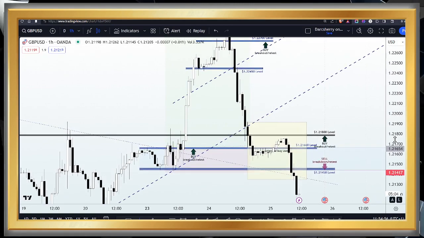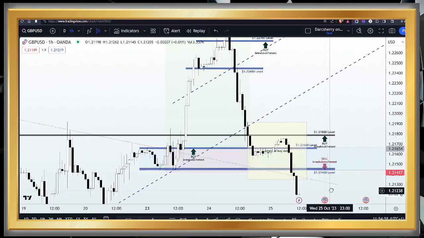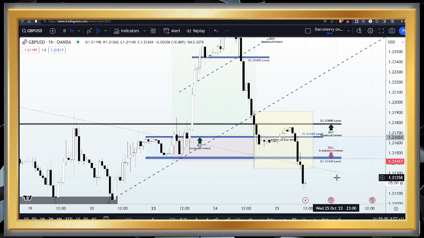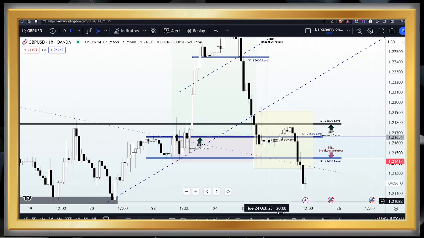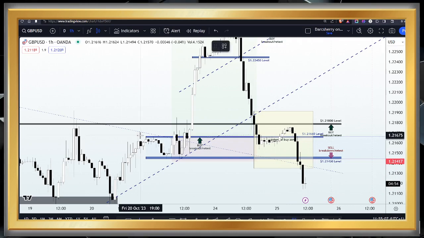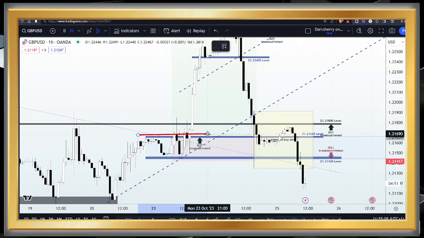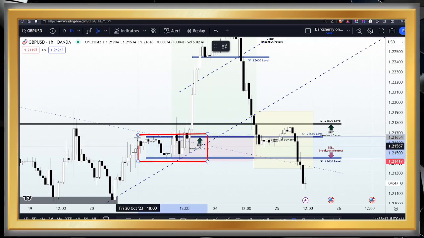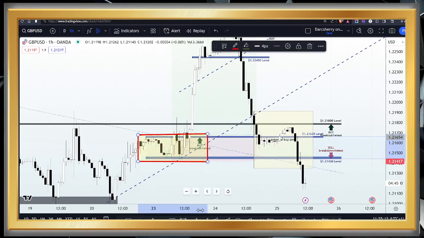But let's quickly run through how the week started for us. Remember that we were actually buying the GBPUSD at the beginning of the week after we observed a consolidation phase just right within the 1.21660 level and the 1.21450 area, to emphasize the level of indecision at that particular point in time.